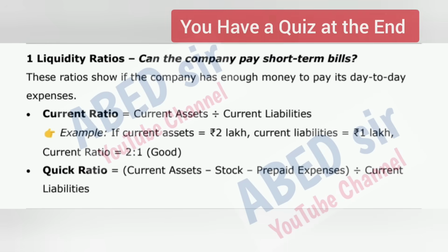1. Liquidity ratios. Can the company pay short-term bills? These ratios show if the company has enough money to pay its day-to-day expenses. Current ratio is equal to current assets divided by current liabilities. Example: if current assets is equal to 2 lakh rupees and current liabilities is equal to 1 lakh rupees, current ratio is equal to 2, good. Quick ratio is equal to current assets minus stock and prepaid expenses, divided by current liabilities.